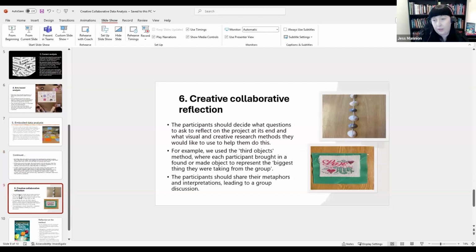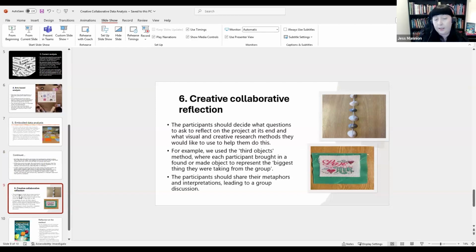So then the last step is a creative collaborative reflection, where at the end of the project, everybody comes together and decides what questions do we need to ask to reflect on this at the end, and what visual and creative methods would we like to do it. So we did 3 sessions using sandboxing, Lego Serious Play, and third objects.